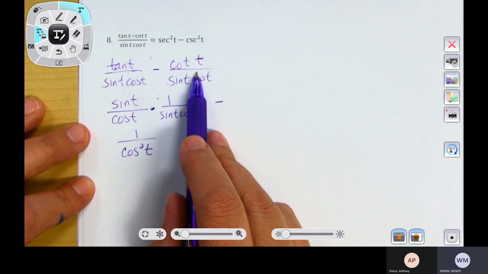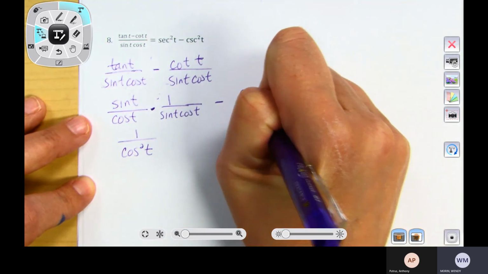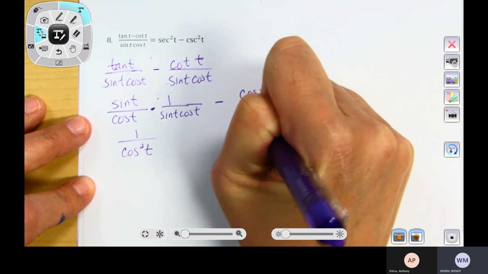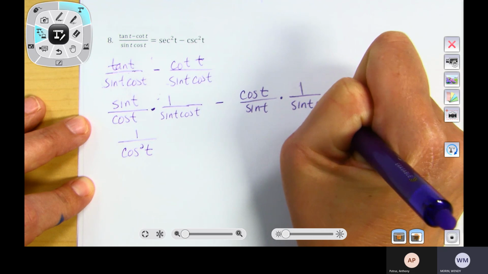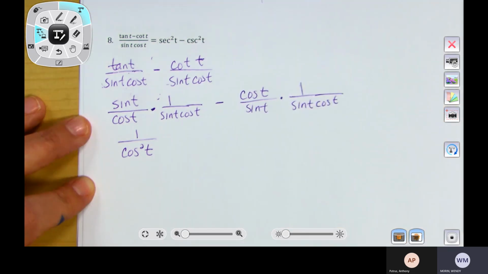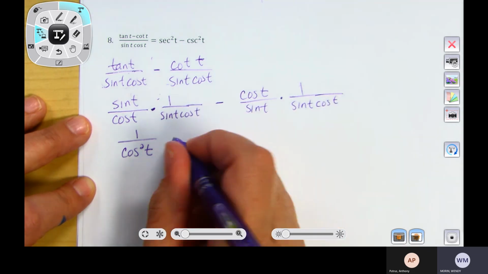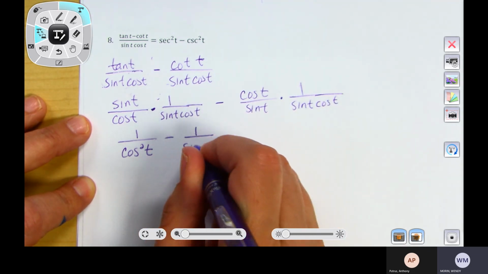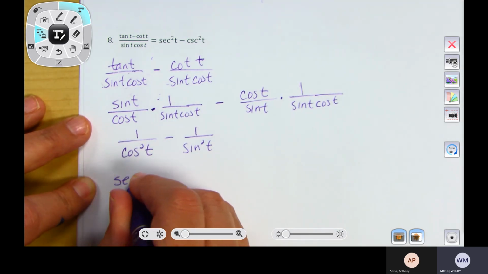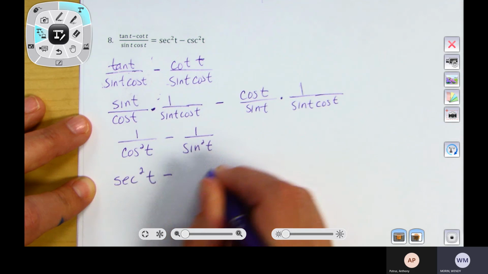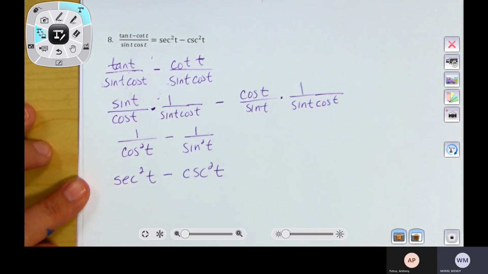We're going to do the same concept, right? We're trying to get it to be cosecant squared. So what's cotangent? Cosine over sine. And again, I'm going to separate my denominator just so I don't have a fraction within a fraction. What cancels on this one? And dividing by cosine squared is the same as multiplying by secant squared. Dividing by sine squared is the same as multiplying by cosecant squared.